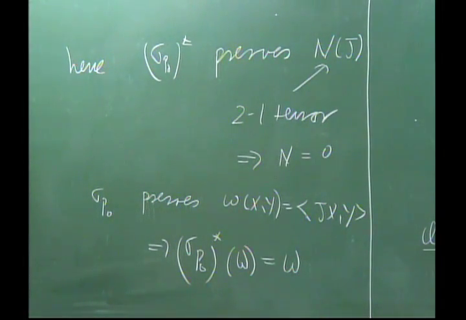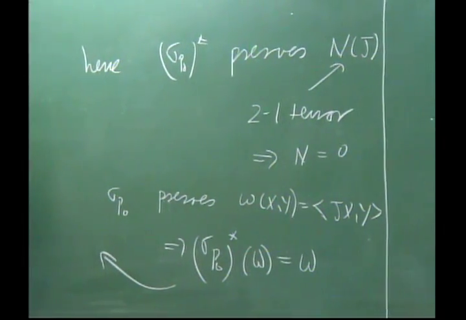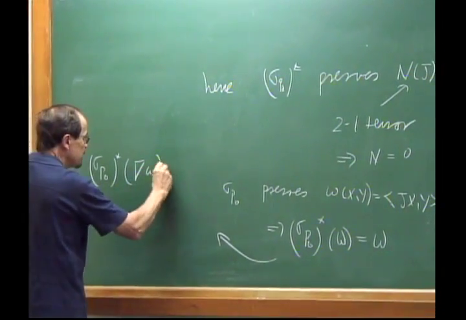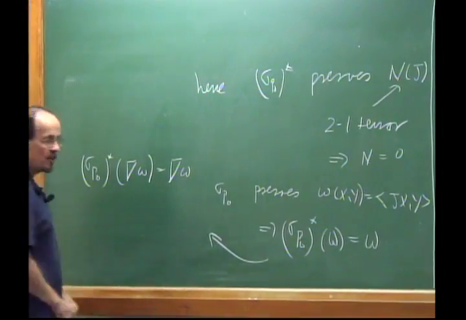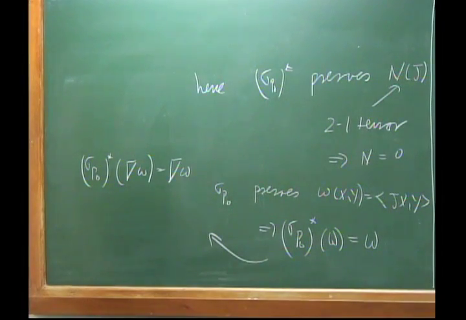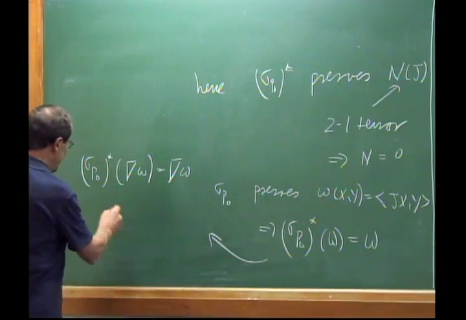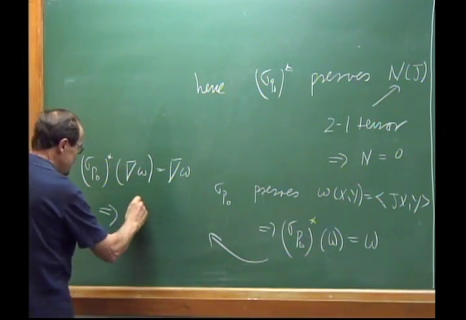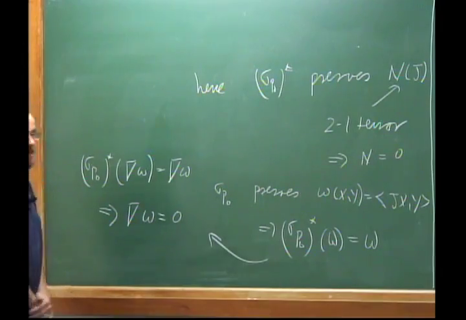Of course, omega has even order, right? It's a 2-form. But there's another tensor of odd order associated to omega: its co-derivative. This implies that sigma P naught star also preserves omega. Of course, it's an isometry, right? So it preserves the Levi-Civita connection, and therefore also the co-derivative of my invariant form. And again, this has odd order. Invariant under the symmetry must vanish.